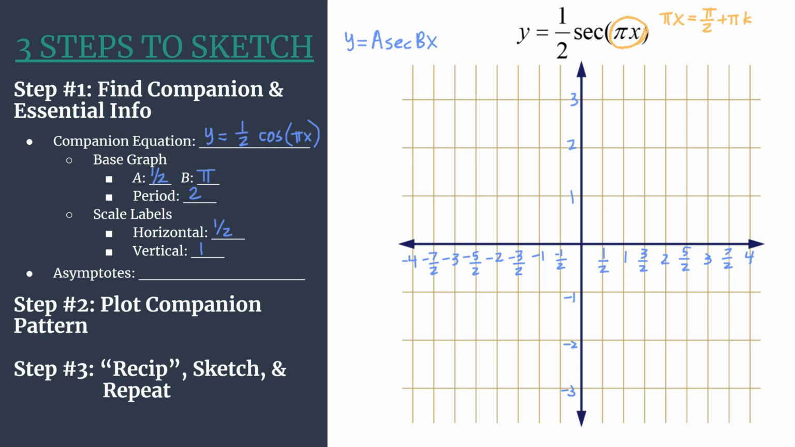And I like to do this at the beginning to use as a checkpoint for looking at the final graph, making sure everything looks like it's in place. I'll post some videos later on with some more examples about finding asymptotes of secant graphs, and those will go into a little bit more detail. So if you're interested in that, check those out when I post them.